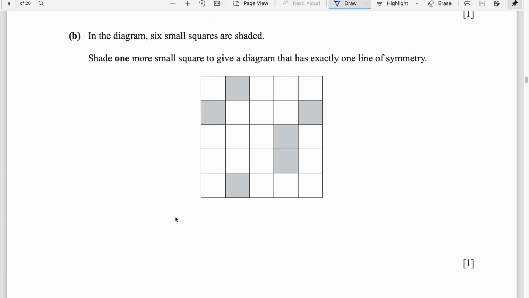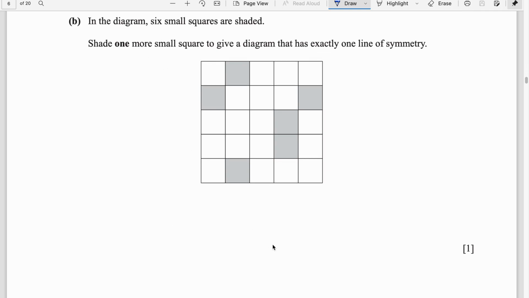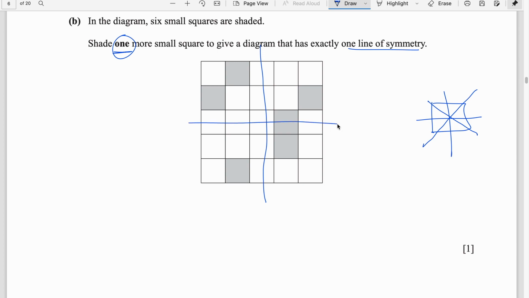B part. In the diagram, 6 small squares are shaded. Shade one more small square to give the diagram exactly one line of symmetry. So a square basically has 4 lines of symmetry. What you can do in the exam is place your pencil and see. If you place your pencil right here and see if left and right are equal and differ by 1, that would be your line. So this is not the case. Secondly, this, there are 2, I would have to shade this one and this again 2, clearly not the case.